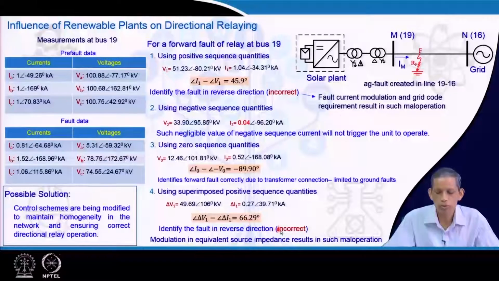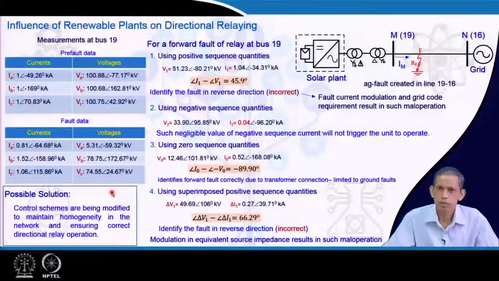Again, the superimposed component also identifies it incorrectly. This is a forward fault, but it is identified as a reverse fault. So, from this we conclude that the negative sequence is not available, and the positive sequence or superimposed component approaches fail. Only the zero sequence component based fault classification and fault directional approach provides the solution, but that has a limitation to ground fault involvement and is subject to the transformer connection, as here.